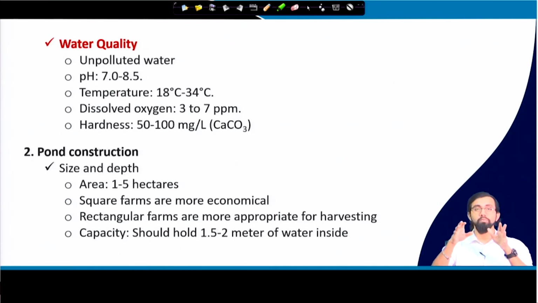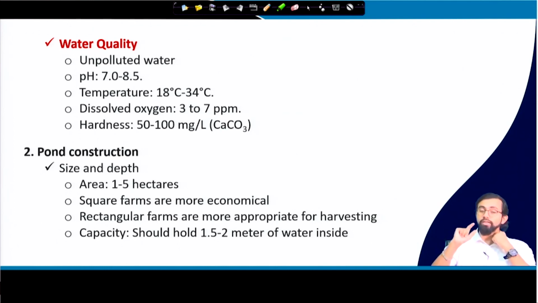Water quality: definitely unpolluted water. What does that mean? It shouldn't have any kind of pollution. It can be organic species, inorganic species, metal contamination, thermal pollution, or radioactive pollution. You need to think about all these pollutants in your system. You have to take the water first, check it in the water quality lab, and check that all the parameters are well within the limit or not.